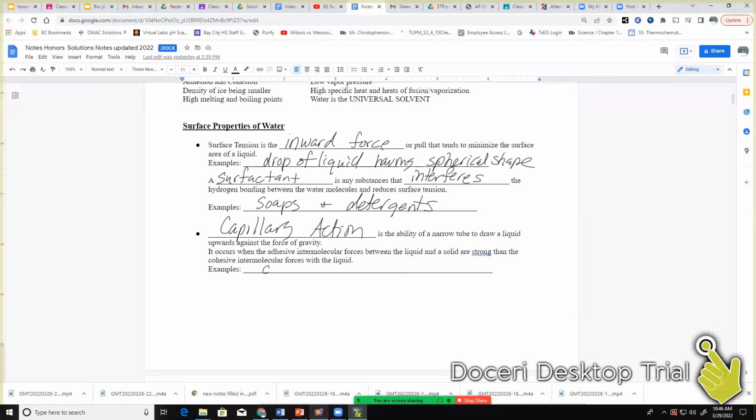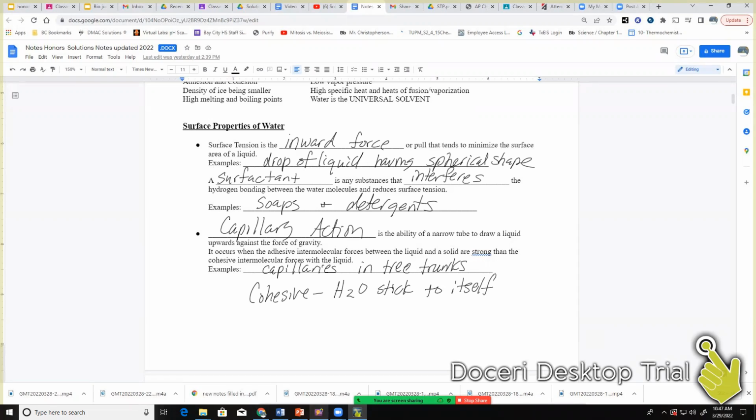And we also would see capillaries in tree trunks. So the water can be taken from the ground all the way up. It could be a really tall tree, so very much against gravity. And that's because you're seeing a lot of cohesive properties with water, and that's where your H2O or water molecules stick to each other.